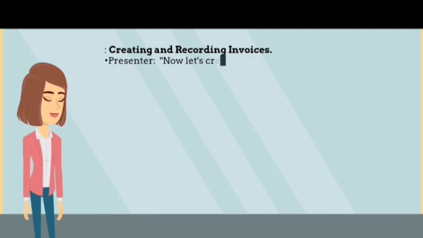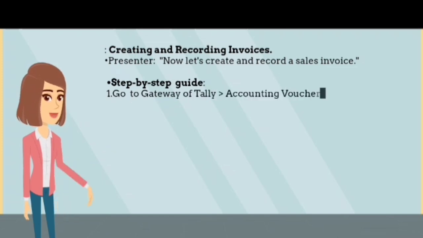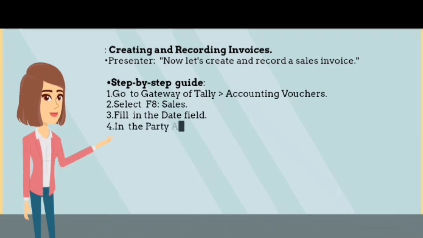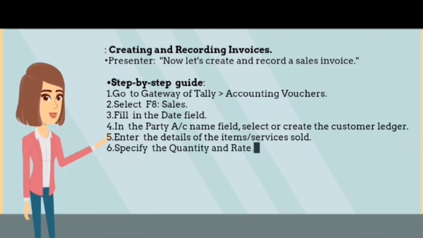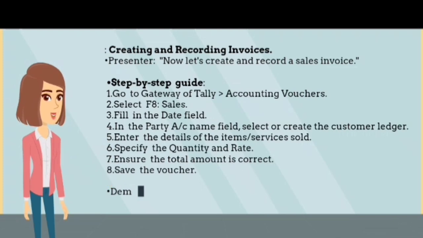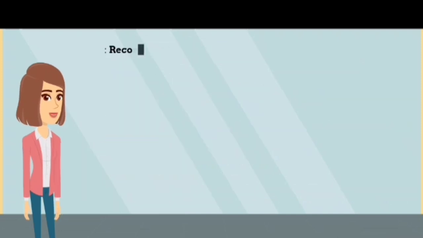Creating and recording invoices. Now let's create and record a sales invoice. Step-by-step guide. 1. Go to Gateway of Tally, Accounting Vouchers. 2. Select F8, Sales. 3. Fill in the date field. 4. In the Party A/c name field, select or create the customer ledger. 5. Enter the details of the items or services sold. 6. Specify the quantity and rate. 7. Ensure the total amount is correct. 8. Save the voucher. Recording a purchase invoice follows similar steps, but selecting F9, Purchase.